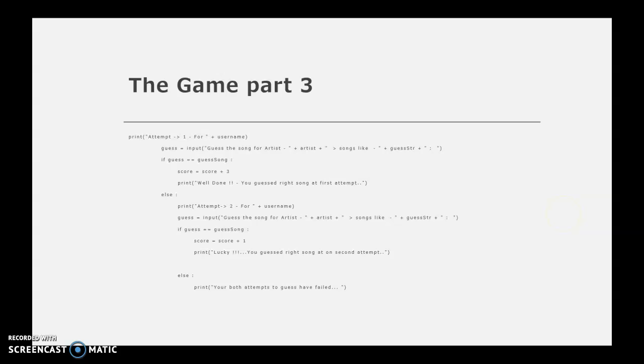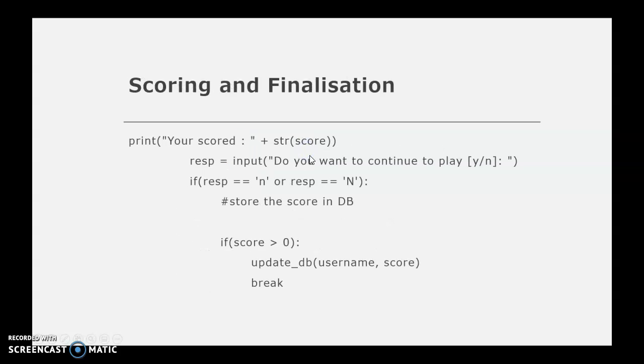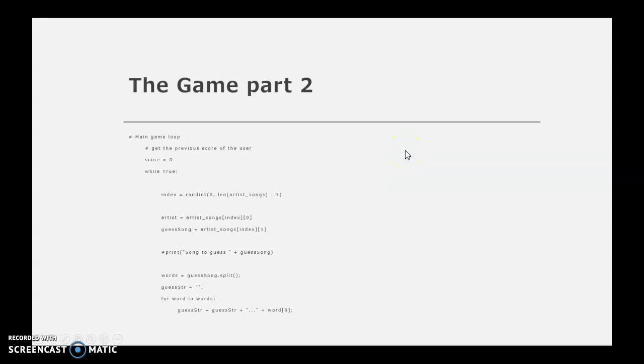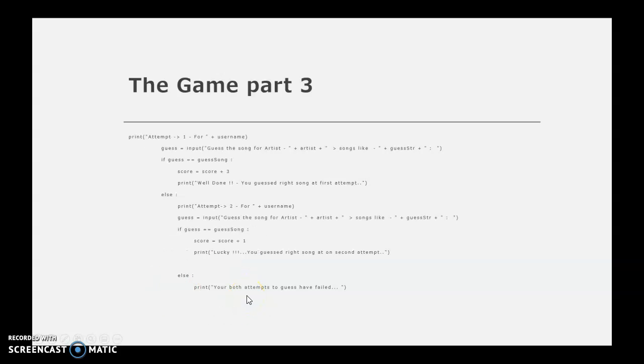Basically, for each round, you have an attempt number, and for the first attempt, it gives you "guess the song for the artist". We already made artist the value of the random value of a database, and for the song name guess string, we made the guess string the first letter of each word using this function here. And if you guess the song correctly, you get three points. It says well done, you guessed the right song on the first attempt.